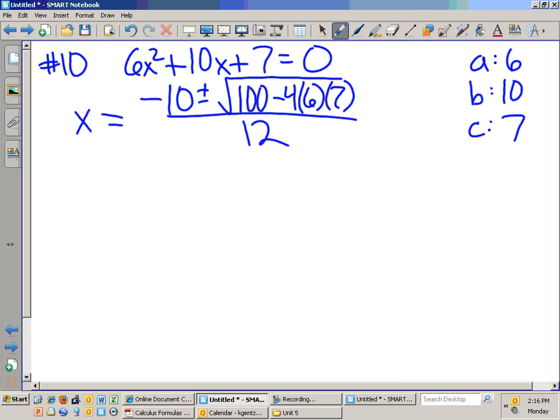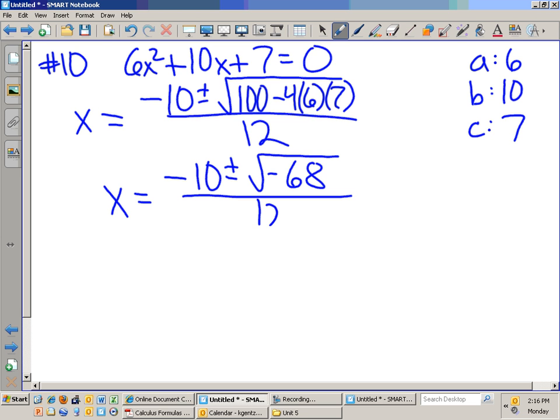Four times 6 times 7 is 168. What's 100 minus 168? Negative 68. You can see how important it is that we understand the difference between positive and negatives in this scenario. Because if we make a mistake with our positive and negatives, we make a mistake with the type of solutions that we have. So it is a negative number.